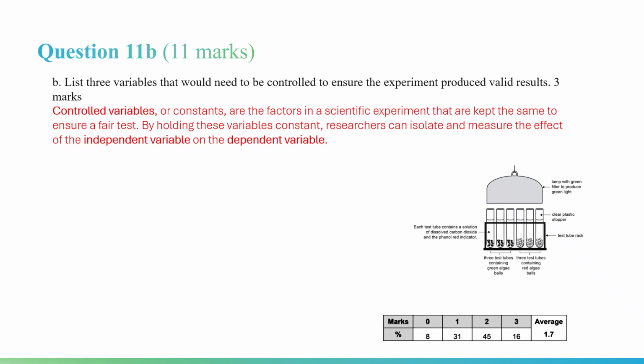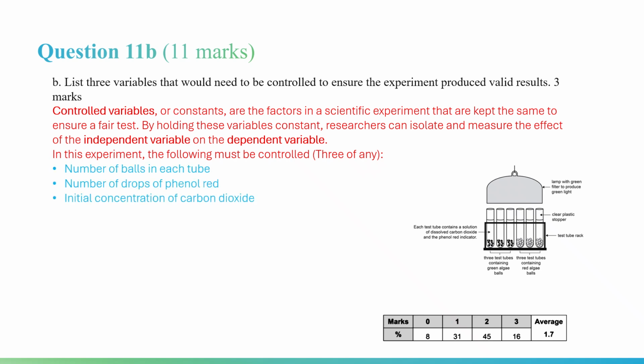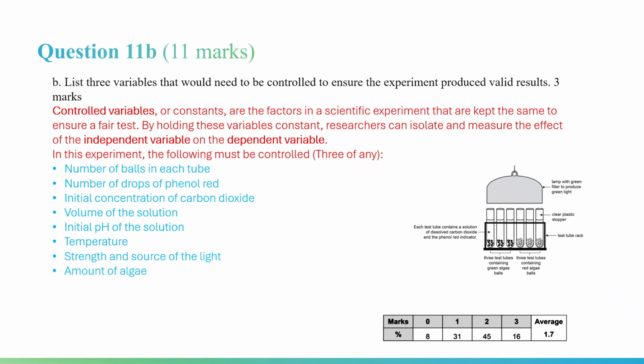Controlled variables, or constants, are the factors in a scientific experiment that are kept the same to ensure a fair test. By holding these variables constant, researchers can isolate and measure the effect of the independent variable on the dependent variable. In this experiment, the following must be controlled: number of balls in each tube, number of drops of phenol red, initial concentration of carbon dioxide, volume of the solution, initial pH of the solution, temperature, strength and source of the light, and amount of algae.